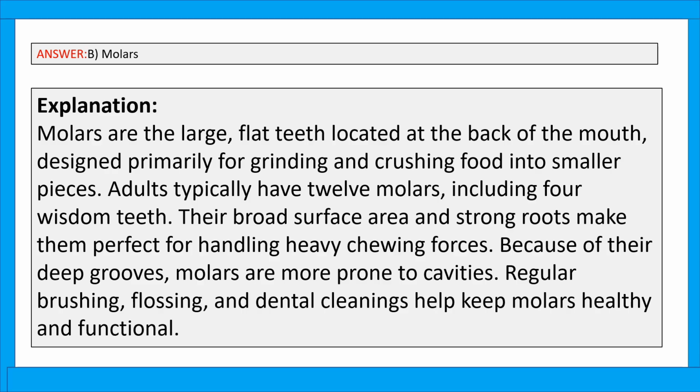into smaller pieces. Adults typically have 12 molars, including 4 wisdom teeth. Their broad surface area and strong roots make them perfect for handling heavy chewing. Because of the deep grooves, molars are more prone to cavities.